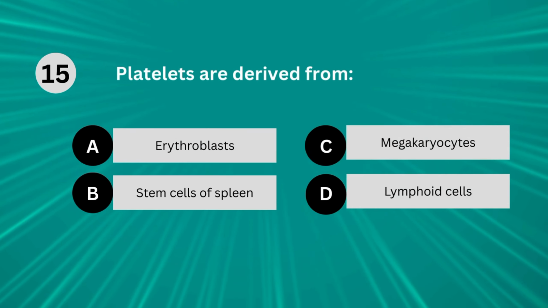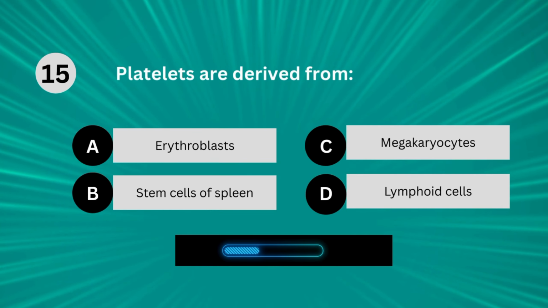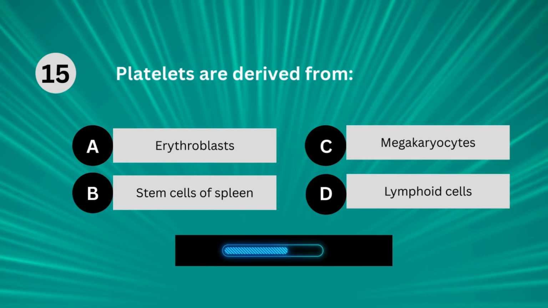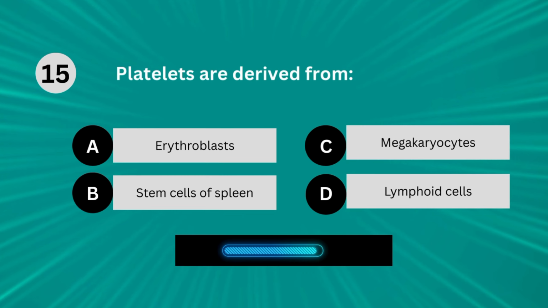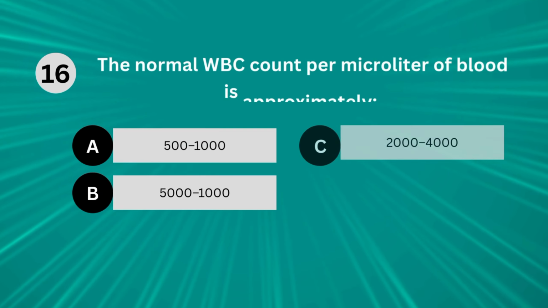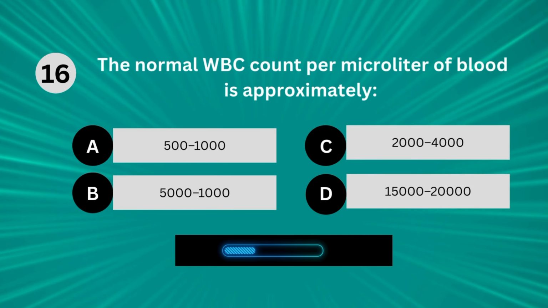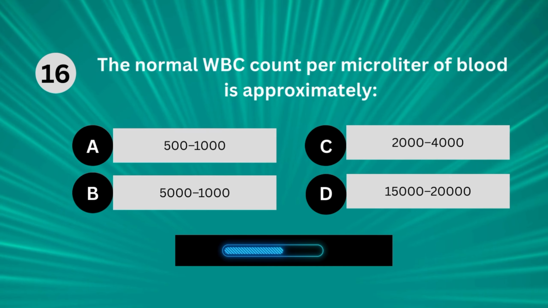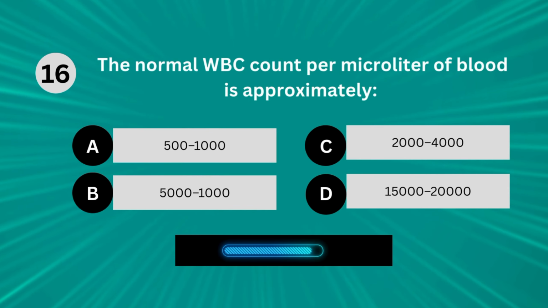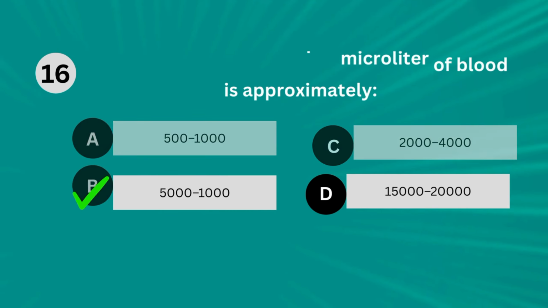Platelets are derived from megakaryocytes. The normal WBC count per microliter of blood is approximately option B, 5 to 10,000.